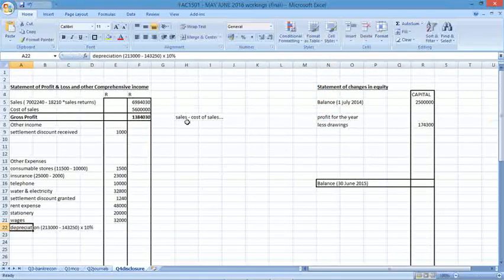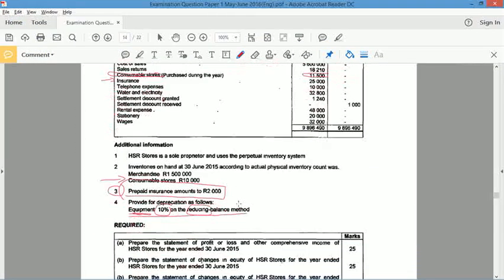Right, so with diminishing balance, you always work out depreciation on the carrying value. The carrying value is your cost minus your accumulated depreciation. Again, if you can't remember that, please refer back to the notes. We covered property, plant, and equipment in one of the chapters, and we spoke about depreciation according to the diminishing balance method, and that requires the carrying value, which is the cost minus the accumulated depreciation times the 10%. Okay, and that's the end of this question.